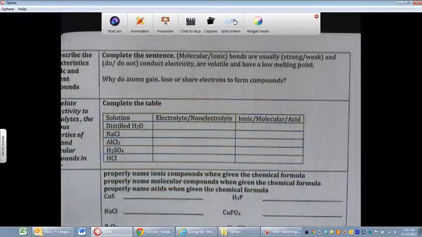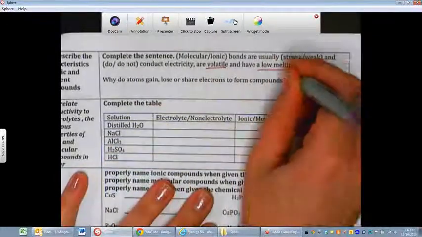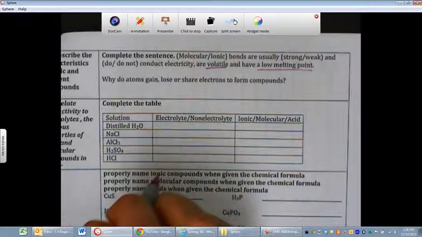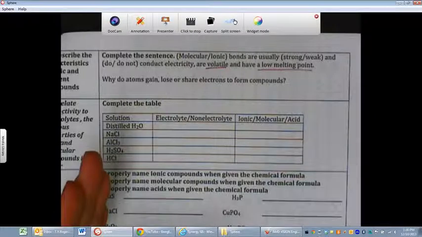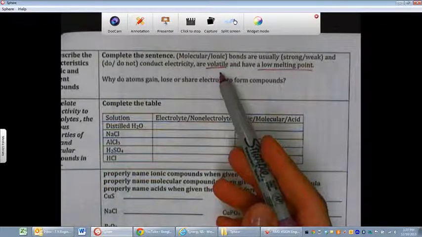Okay, so the key words here that you're looking at are the fact that it's volatile and it has a low melting point. When we did this in the lab, we used paradichlorobenzene mothballs, which was molecular, and we used salt, which is ionic. And when we tried to smell them, the mothballs are really stinky, whereas salt you can't smell. So that means that the salt is holding on to each other more strongly than the other one because it's turning into a gas and getting into your nose. So the one that was volatile was the mothballs, which is molecular.